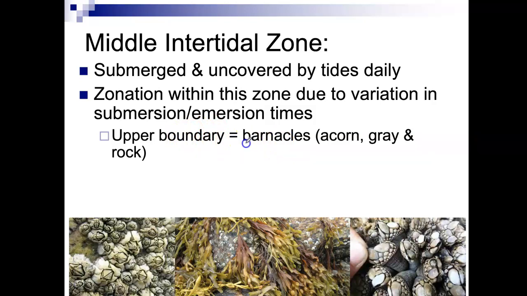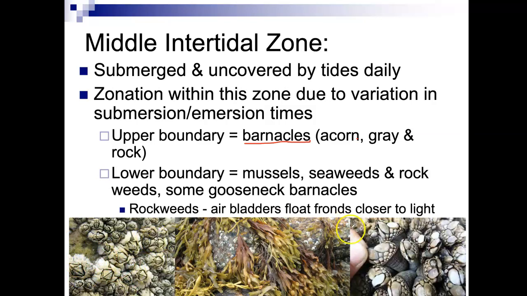And so here you're going to see some smaller barnacles. You're going to see things like acorn barnacles, gray barnacles, and your rock barnacles. So here's some examples of these smaller barnacles. This would be your acorn barnacles. Some of the rock barnacles are going to look very much like this, but just bigger.